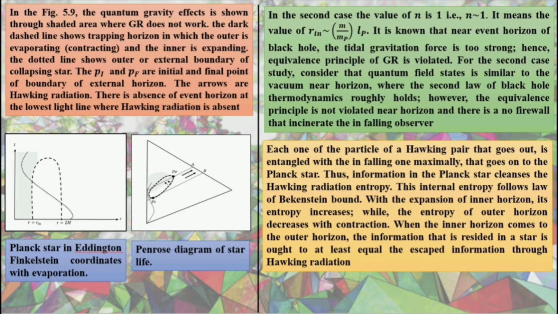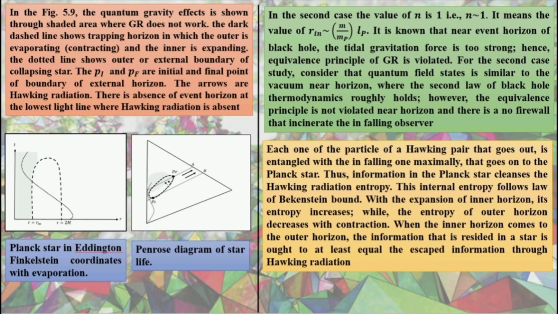For the second case of study, consider that the quantum field states are similar to the vacuum near the horizon, where the second law of black hole thermodynamics roughly holds. However, the equivalence principle is not violated near the horizon, and there is no firewall that incinerates the infalling observer. If you are aware of what happens when any observer falls inside the event horizon, you might be aware of this scenario. Each particle of the Hawking pair that goes out is maximally entangled with the infalling one that goes on to the Planck star.